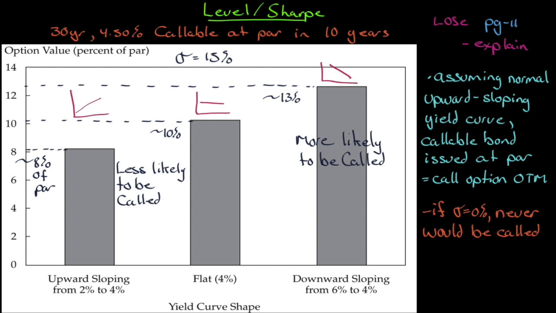If we have a situation where we start by assuming a normal upward sloping yield curve, a callable bond issued at par, this is a 4.5% callable, so if we issue at par, meaning that the rates are sitting at 4.5%, the call option is said to be out of the money. Well, it's actually at the money, but it's out of the money because it makes no sense to call it. You wouldn't call something for 100 that's trading for 100. There's no motivation. If the volatility were 0%, the bond would never be called because you'd be valuing it purely with an upward sloping yield curve.